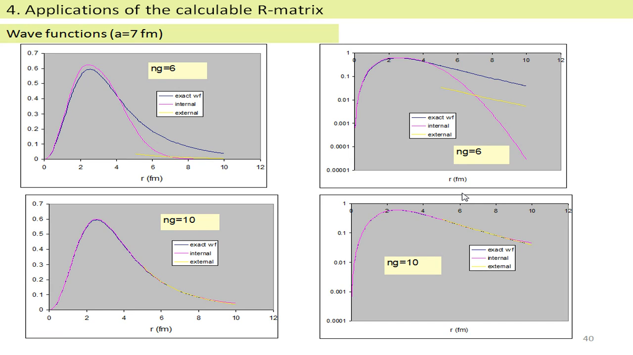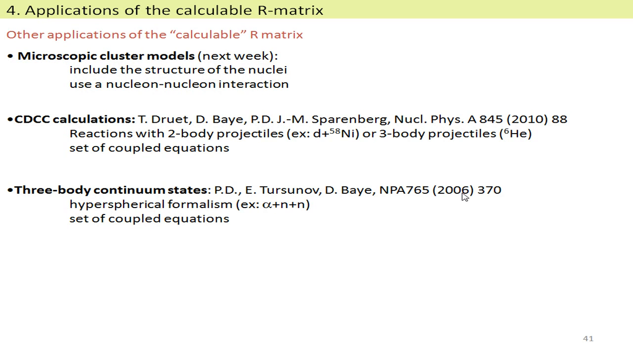Here 6 and 6 in a linear scale and in logarithmic scale. You see here very well in this logarithmic scale, the matching is very poor here, and here for 10 basis functions it is very good. So this confirms the previous results.